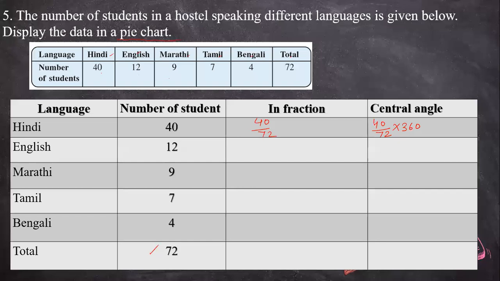Now 4 tens are 40, and here 4 ones are 4 and 4 eights are 32. So we got 10 into 360 upon 18. Now 20 into 10 is 200. So 200 degrees is the central angle for Hindi. Here I'm writing, so it will be easy for you. Now English 12. So the fraction will be 12 out of 72, and the central angle is 12 upon 72 into 360.